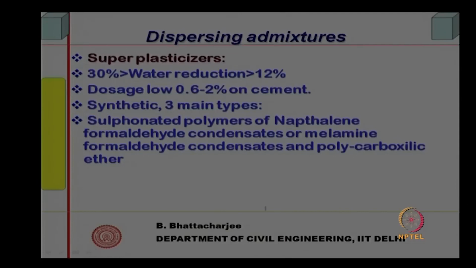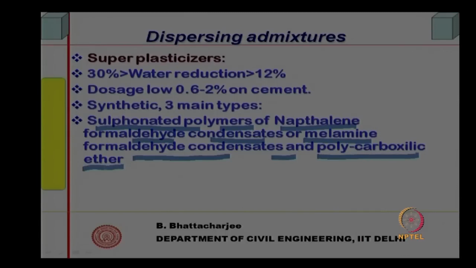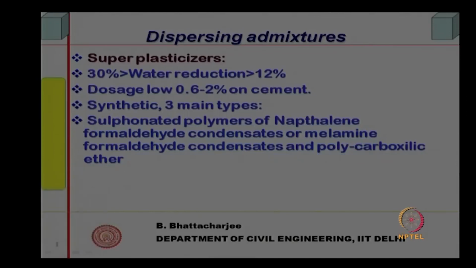First is sulfonated polymers of naphthalene formaldehyde condensate, or sulfonated polymers of melamine formaldehyde condensate. There are 2 varieties, and the third variety is polycarboxylic ether. So, these are the 3 varieties of superplasticizer, and that includes the hyperplasticizer as well.